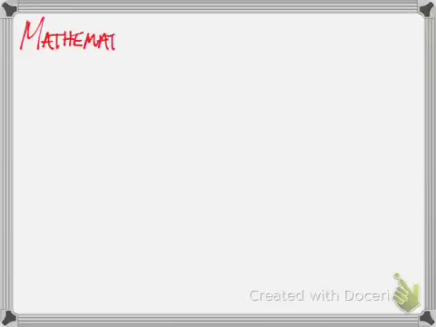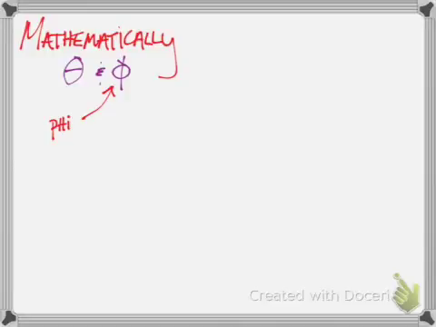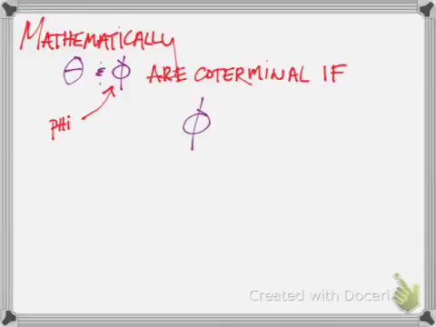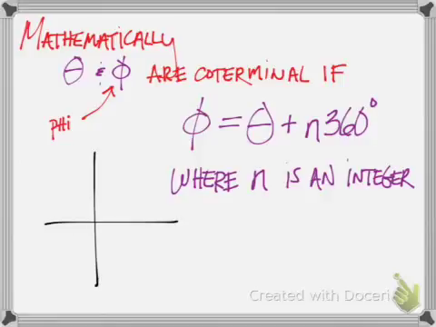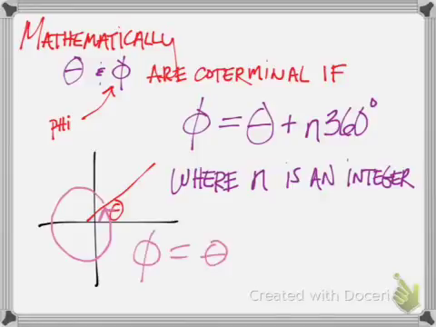If we were to look at it mathematically, if I have angles theta and phi, they're said to be coterminal if phi is theta plus n times 360 degrees, where n is an integer. And so again, all this is really doing is saying if I have my axes and I have an angle, so this would be theta, if I take that value and I add a multiple of 360, it's going to be the same terminal side, and then phi in this case would equal theta plus 360 degrees. And in this case, n, the integer, would be 1. So that's all it's saying mathematically.